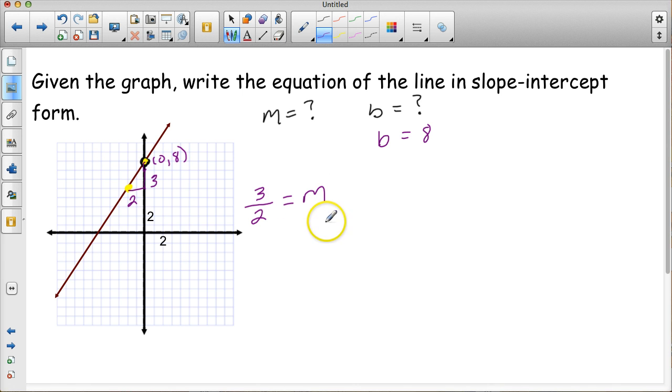Now I know my slope, and I know my intercept. So my slope is 3 over 2, so y equals 3 over 2 times x plus my intercept of 8. So that's how I would find the equation of the line. Remember to pause this, replay the parts that you still find confusing, and practice it.